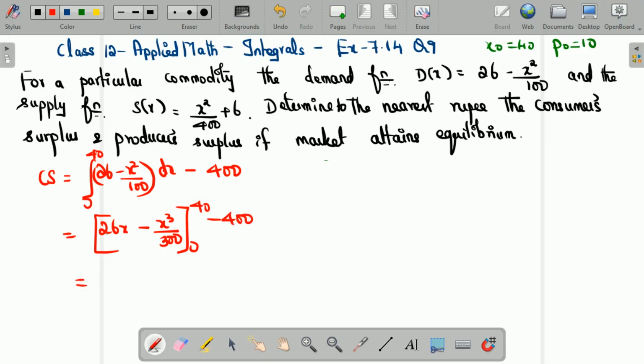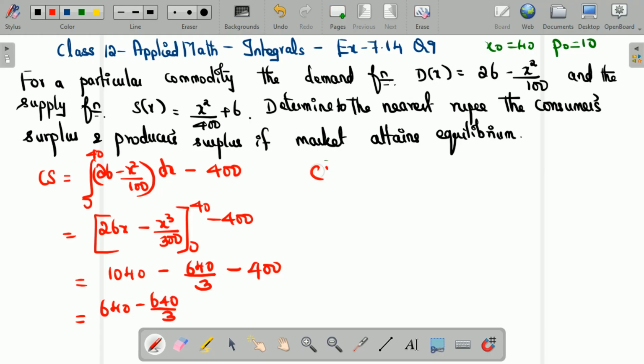So this is 40 into 26, which is 1040, minus 4 cube is going to be equal to 64. So then there is going to be 40. So I can divide this by 300 and write this as minus 640 by 3 minus 400. Now let's perform simplification here. This is going to be equal to 640 minus 640 by 3.